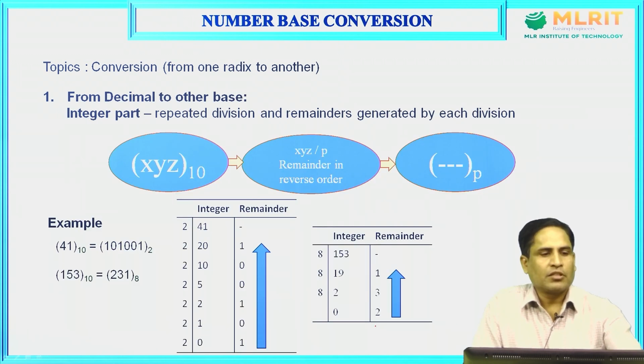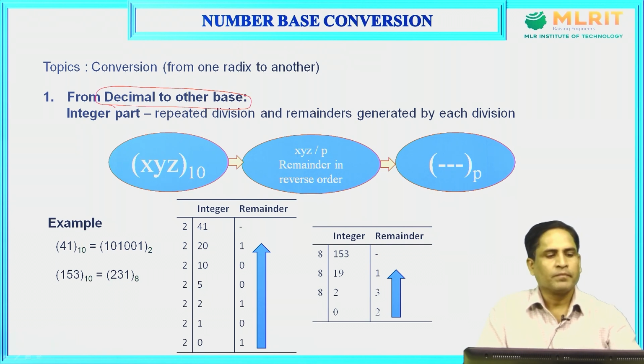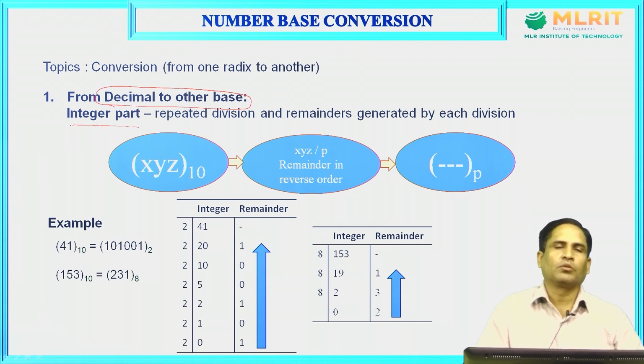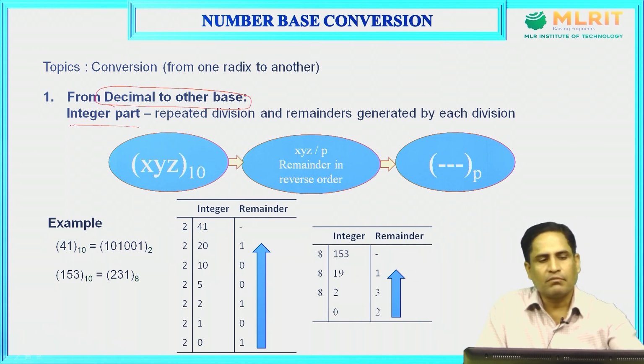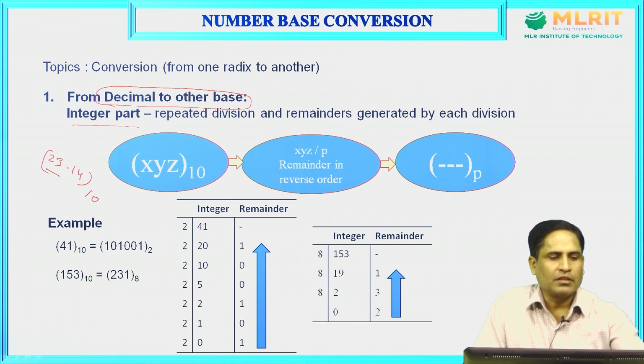Now the next one we are going to discuss is decimal to other base. That means a number is given in the decimal number system and we want to convert it into any other base. For the procedure, we have to take note that the given number may have an integer part and also a fractional part, like 23.14. So this is a decimal number. It has an integer part and also a fractional part.